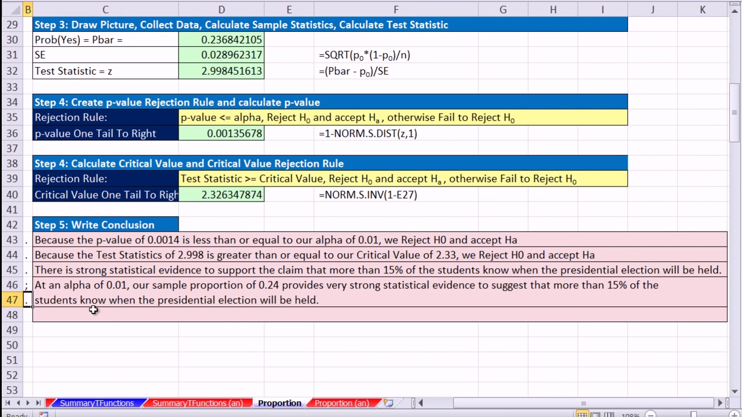Said a different way, at alpha of 0.01, our sample proportion of about 0.24 provides very strong statistical evidence to suggest that more than 15% of the students know when the presidential election will be held. And finally, we do run a 1% type 1 error risk of saying that more than 15% of the students know when the election will be, when in fact they do not know. Now again, once you get a p-value like this, it is very strong evidence.